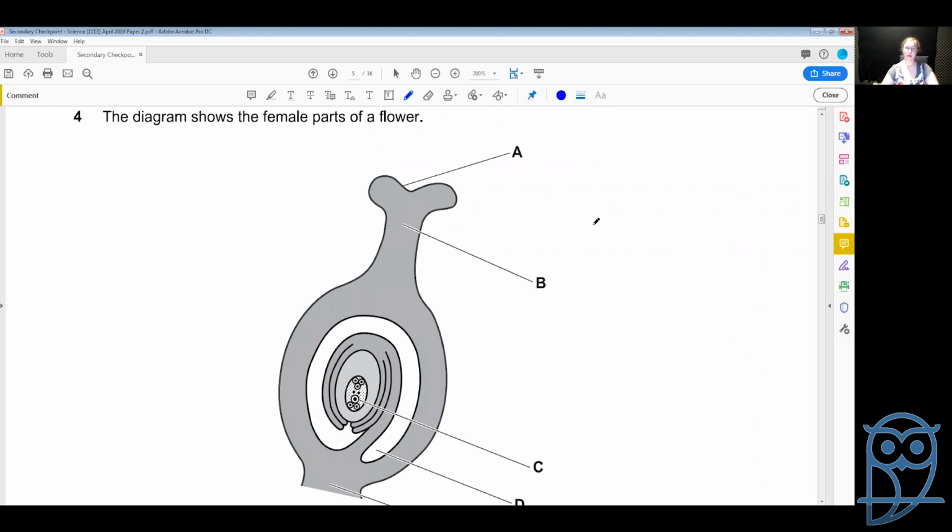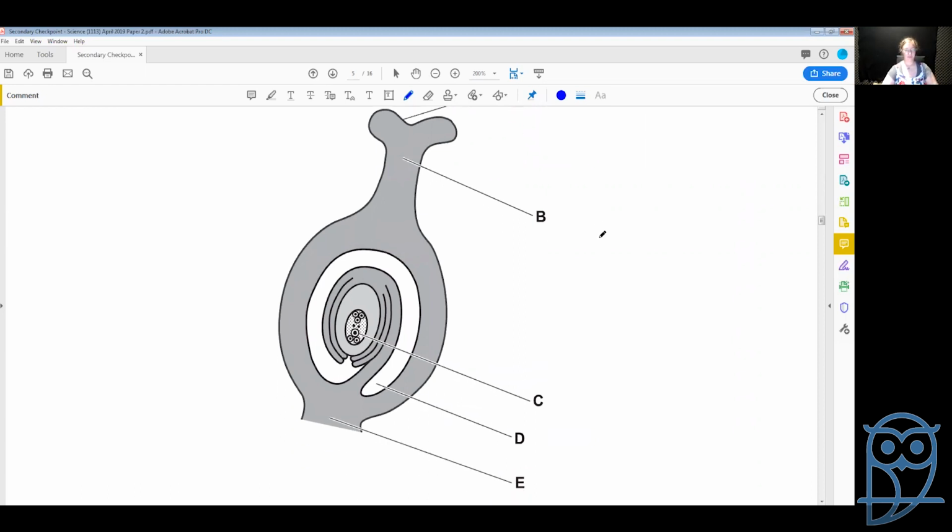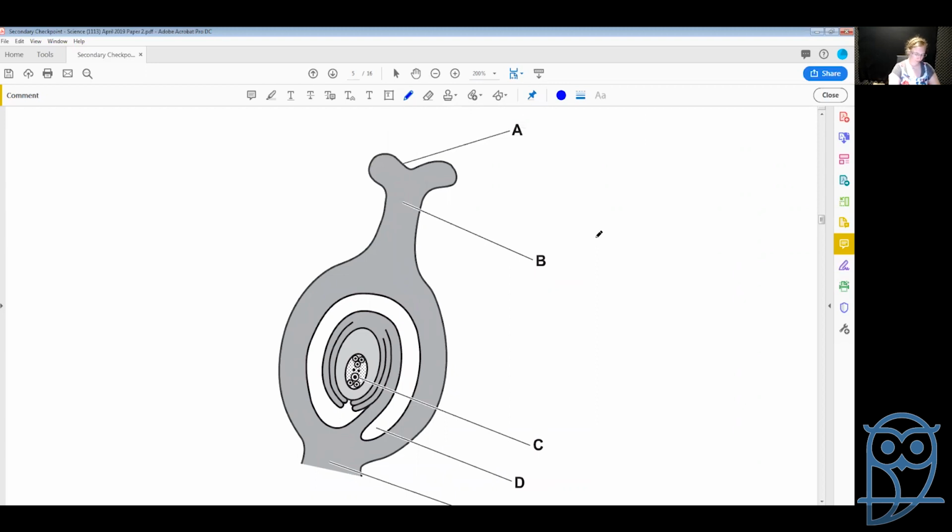Okay, the diagram shows the female parts of a flower. So now they're going to be asking a bunch of questions about these parts. So this over here is the stigma. This is the style where it goes down. Here we've got the ovary, that whole area, and that over there is the ovum, where the seed actually forms. And this back area here, I believe, is the pistil or carpel.